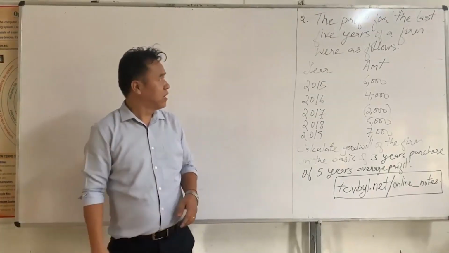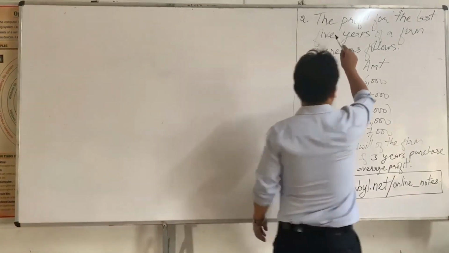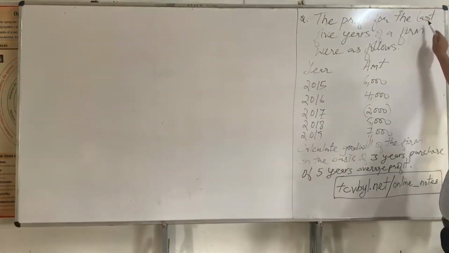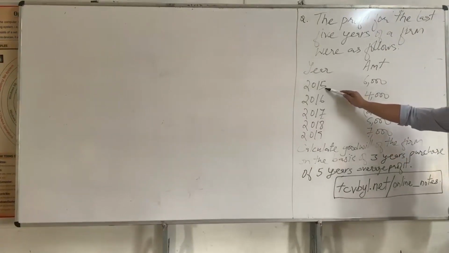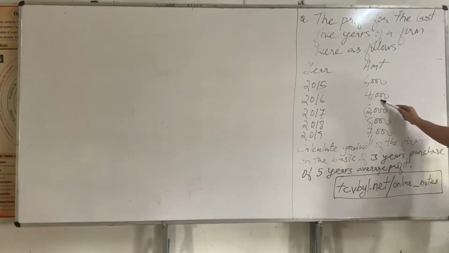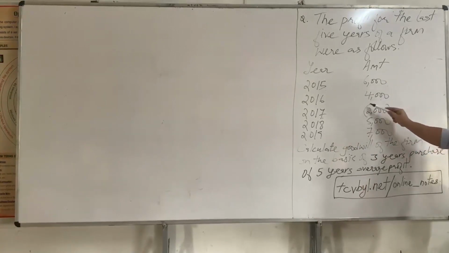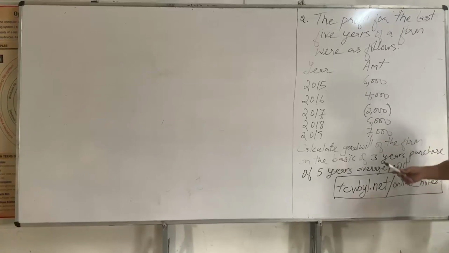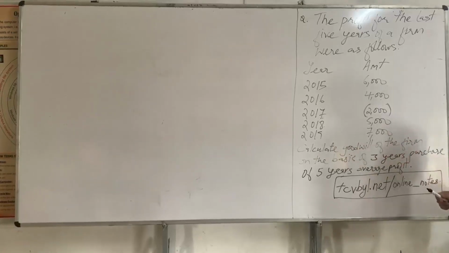Okay, students, we will do one more question. First, I'll read the question. The profit for the last 5 years of a firm were as follows. In the year 2015, the profit was 6,000. In the year 2016, the profit was 4,000. In the year 2017, the firm suffered a loss of rupees 2,000. So here, this bracket indicates loss suffered by the firm. In 2018, the profit was rupees 5,000. In 2019, the profit was rupees 7,000.